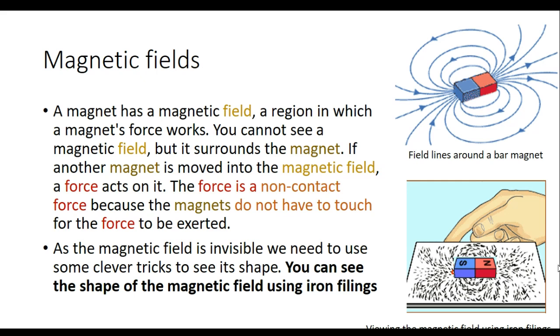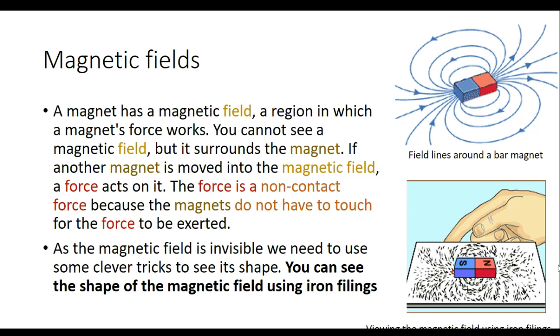So a magnet has a magnetic field. It is a region in which a magnet's force works. So you hopefully recognise the idea of fields from electric fields. It's a very similar thing because it's an area in which a force works. So for a magnetic field, it's where the magnet's force works.